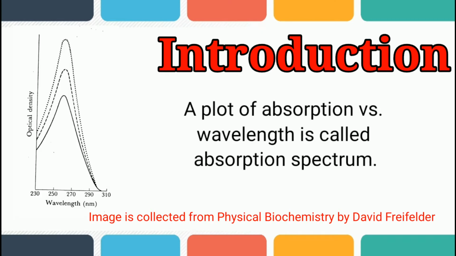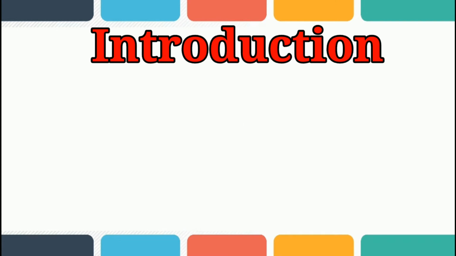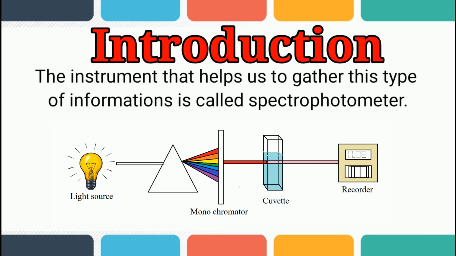The plot of absorption versus wavelength is called an absorption spectrum. When we analyze and gather absorption data, it's called absorption spectroscopy. And the instrument that helps us to gather this type of data is called a spectrophotometer.